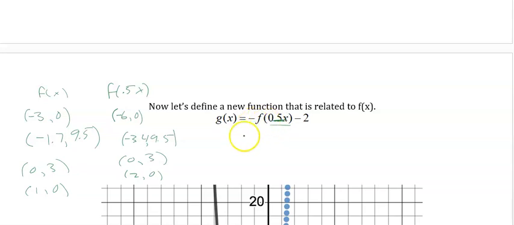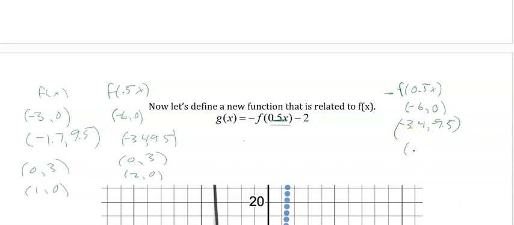Now I need the negative of the y values. So f of 0.5x, the negative of that is, I'm just going to change the sign on all these y values. Well, the sign of the first point, 0, is still 0. Negative 3.4, negative 9.5.